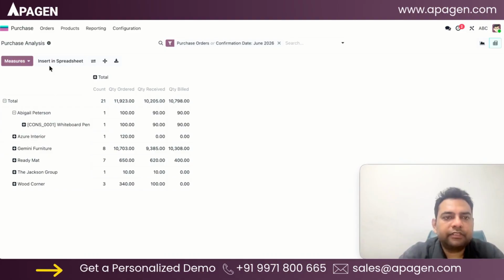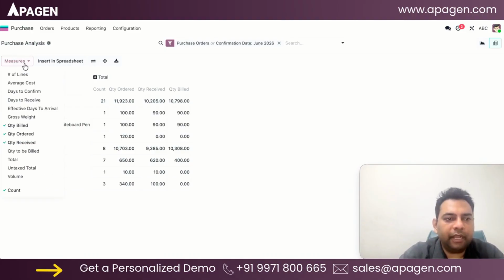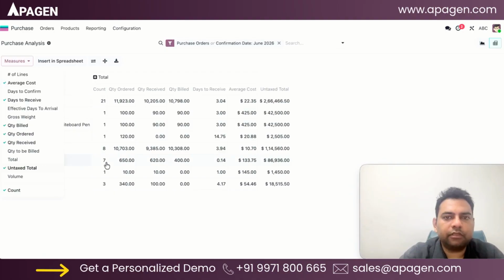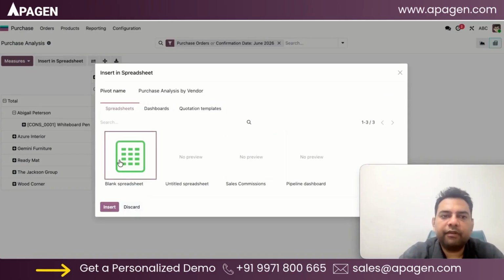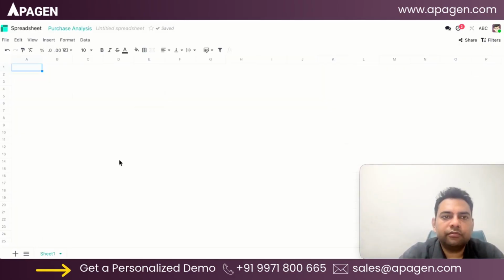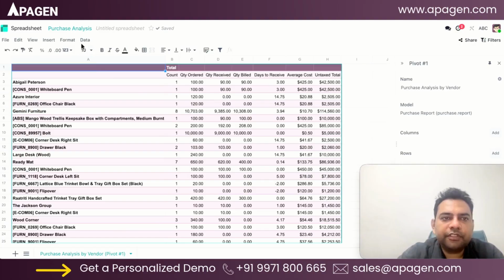If I want to insert this data into a spreadsheet, but let's say adding more values, I want to add days to receive, average cost, and I want to see what was the untaxed total. These are the numbers, and I want to insert this into a spreadsheet, so I will be able to do so. So this shows me the purchase analysis by specific vendor and product, in terms of the data that I'm looking for.